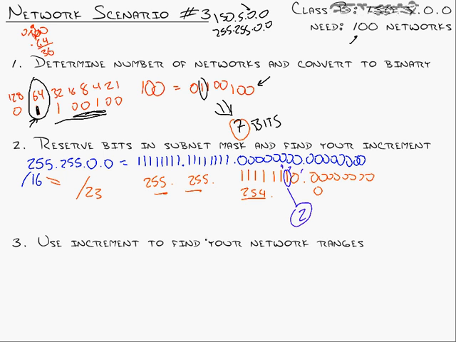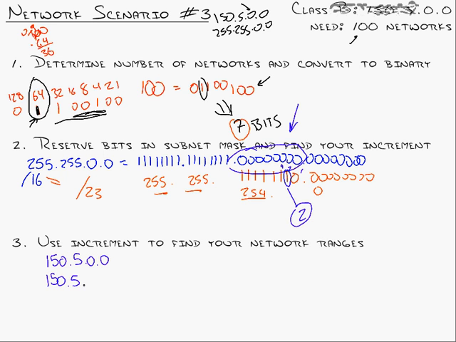Now, step 3. Use the increment to find our network ranges. Just like the previous example, we're going to write 150.5.0.0. That's the network that we started with, and now we just start adding our increment. But before I do, I've got to ask the question, what octet is the increment in? The third, right? This octet right here is where our increment is at. Before, when we were doing the Class C example, our increment was over here, and that's why we added the number to our fourth octet. But since now our increment's in our third octet, that's where our addition takes place.